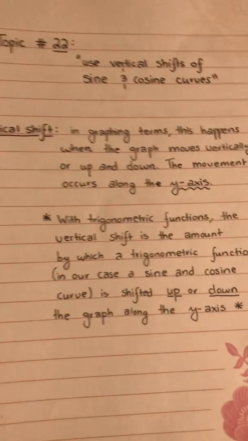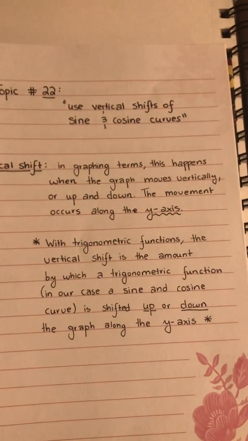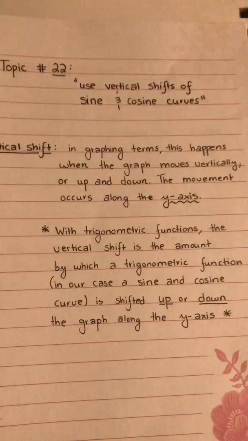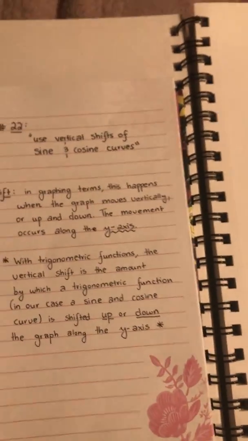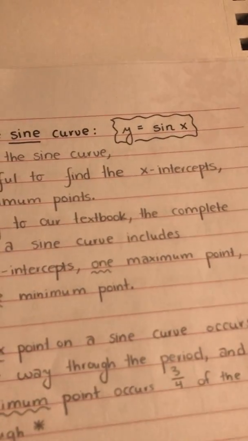As far as trigonometric functions, the vertical shift is the amount by which a trigonometric function, in our case a sine or cosine curve, is shifted up or down the graph along the y-axis. So the standard sine curve is going to be y equals sine of x. That's going to define the standard sine curve.